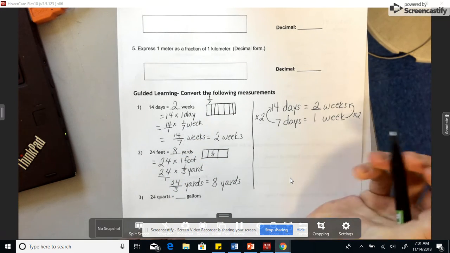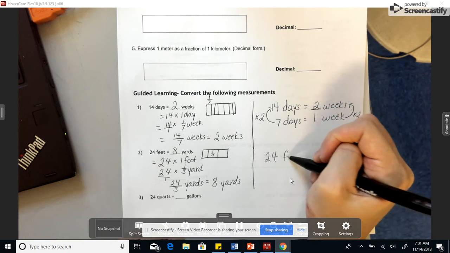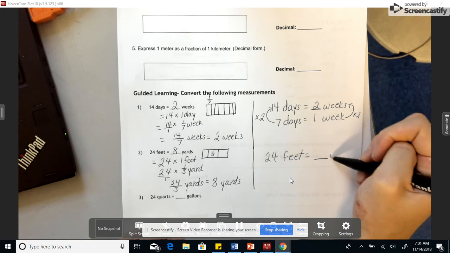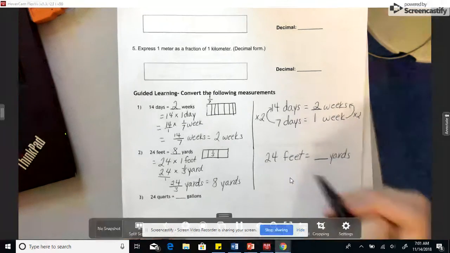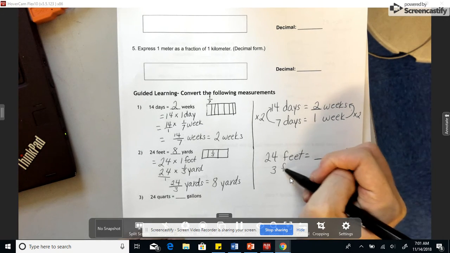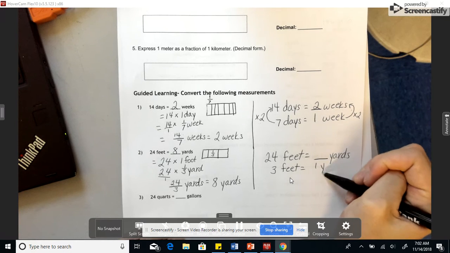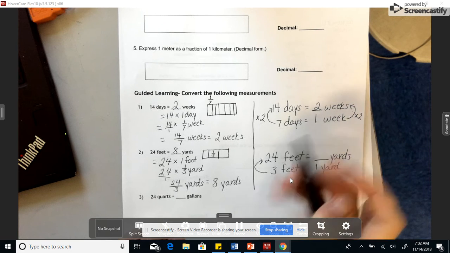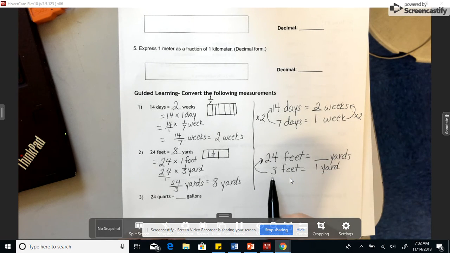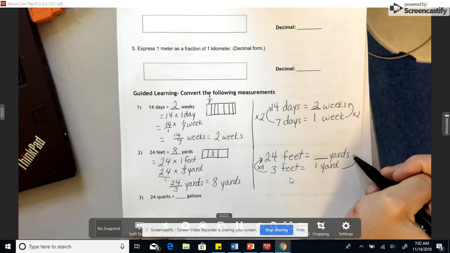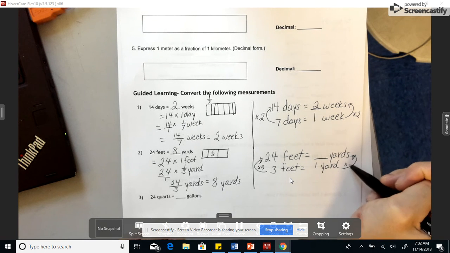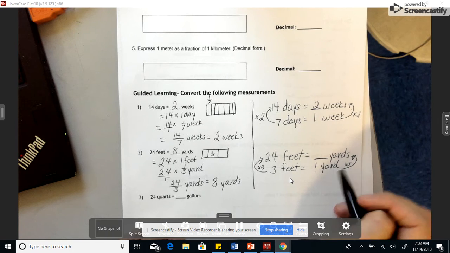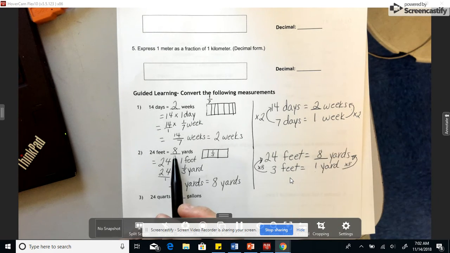If we wanted to do it the other way, start the same. 24 feet equals how many yards? I know that 3 feet is equal to 1 yard. I'm going to multiply. That's a bad arrow. There we go. Multiply by 8 to get from 3 to 24. 3 times 8 equals 24. So I want to do that on the other side. 1 times 8 is going to be 8 yards, just like I got here.